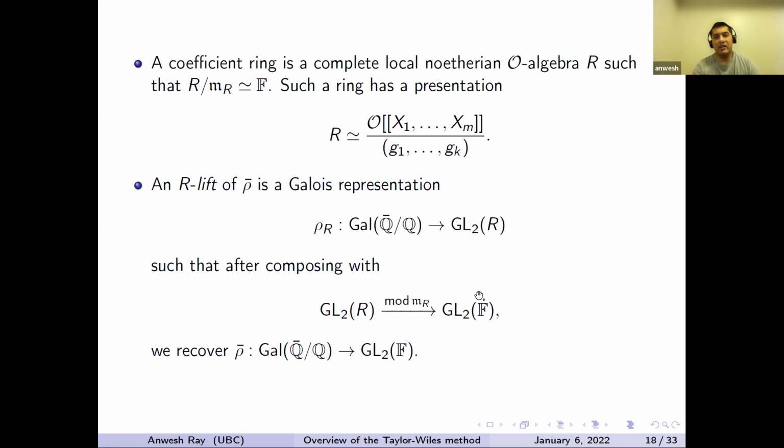So what's an R-lift of rho-bar? An R-lift is just a representation from the absolute Galois group to GL2 of R, such that when we compose this representation with the reduction after going modulo the maximal ideal, we recover rho-bar. So we have this representation into GL2 of R, and then we go down, we go modulo the maximal ideal, and we recover rho-bar. That's what an R-lift is.